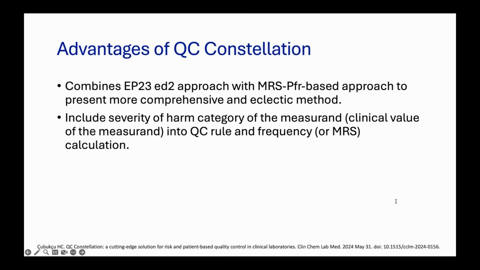QC Constellation offers several advantages. It combines the EP23 approach with the MRS-PFR-based approach to provide a more comprehensive and eclectic method. QC Constellation includes the severity of harm category of the measurement in both the QC rule and the frequency or MRS calculation.